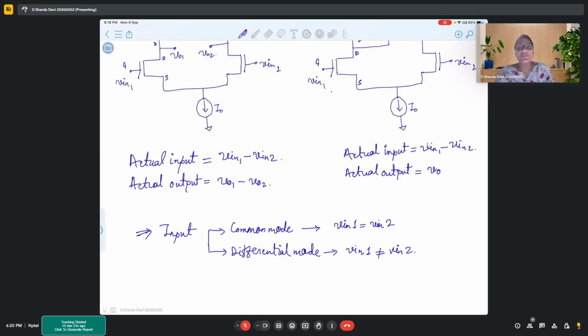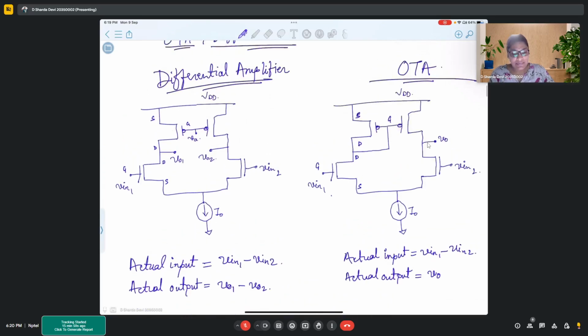And when we give two different inputs, V1 and V2, the output will come in terms of the difference of V1 and V2. So it will be V1 minus V2, which will be amplified by the factor of A, that is the gain of the amplifier.